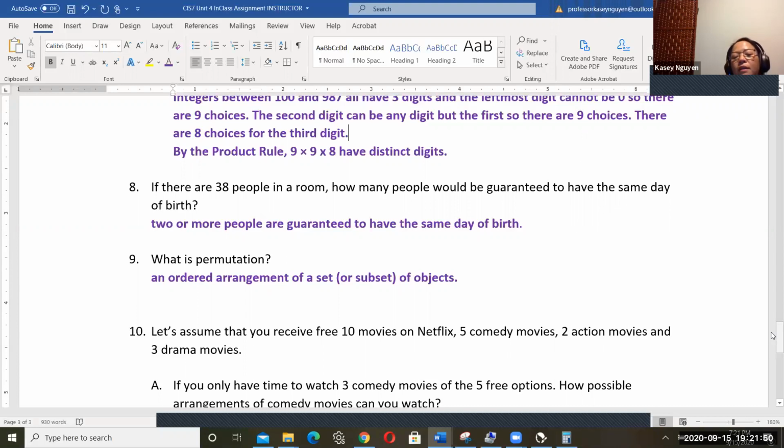Will you have 2 or more people that would have the same day? The answer would be yes, because you have 38 and the maximum number of days in a month is 31 days. So you would have 2 or more people guaranteed to have the same day of the month for their birthday.